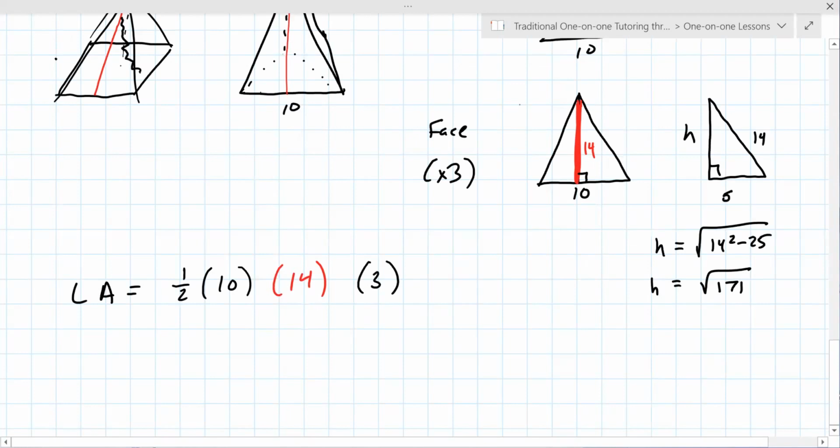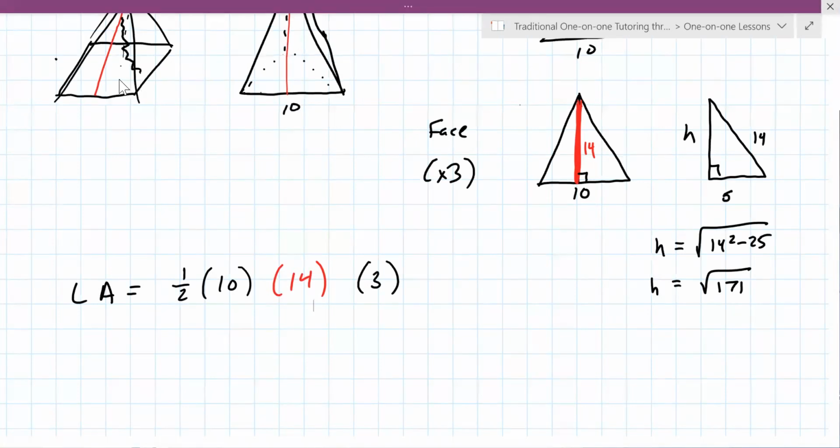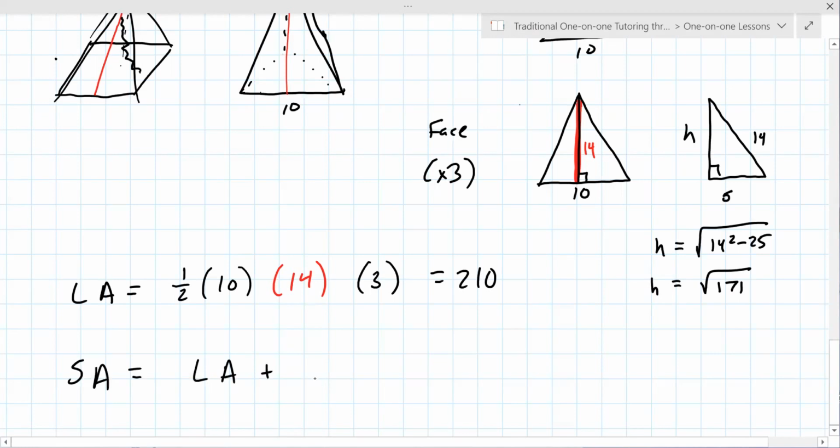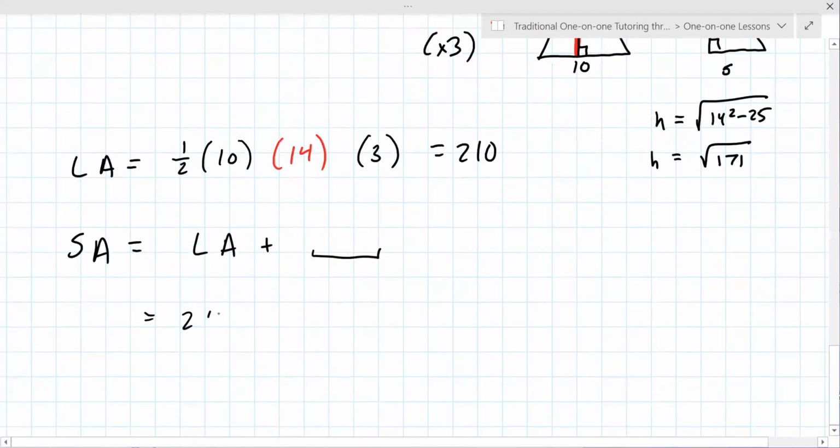Let's go ahead and retry that. Let's get the correct value there. I get 210. Yeah, I get 210. All right, so you already mentioned that the surface area is the lateral area plus the other part. In this case, it's 210 plus the area of an equilateral triangle.